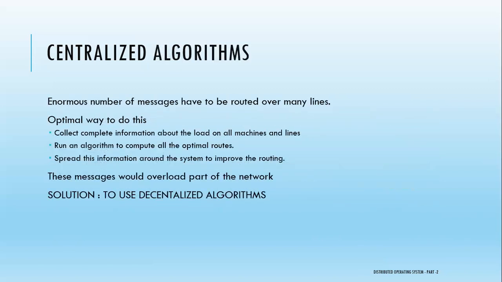Centralized algorithm: an enormous number of messages have to be routed over many lines. The optimal way to do this is to collect complete information about the load on all the machines and lines, run an algorithm to compute all the optimal routes, and spread this information around the system to improve the routing. These messages would overload part of the network. The solution for this is to use decentralized algorithms.